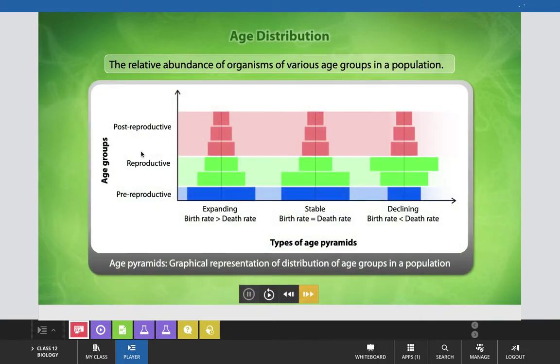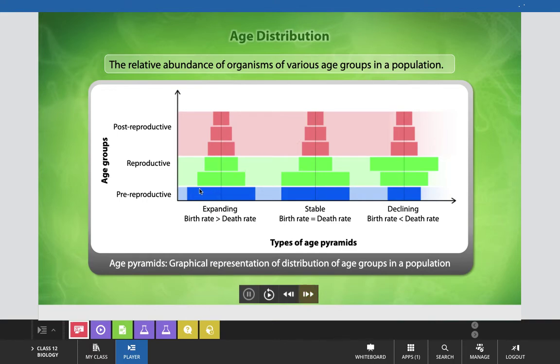Now here in this slide, you can see another fact which is also related with the population, that is age distribution analysis on the basis of age pyramids. You can define the age pyramid as a graphical representation of distribution of different age groups in a population. The relative abundance of organisms of various age groups in a population can be shown with the help of these age pyramids.